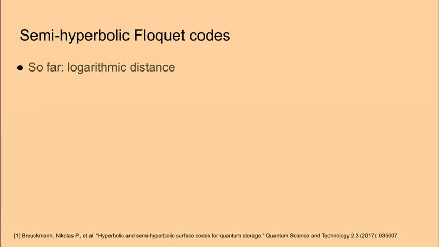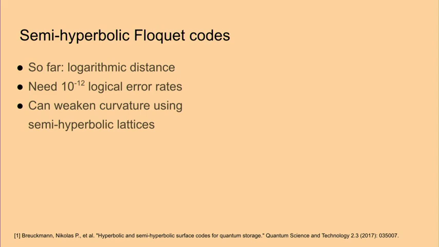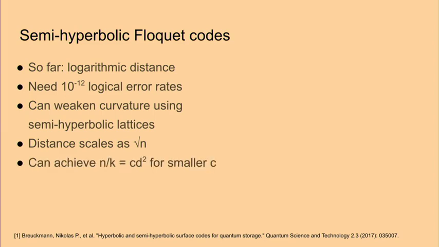So I mentioned that the codes we consider have logarithmic distance, and that might be a concern, especially if we want to achieve, say, 10 to the minus 12 logical error rates or lower, without using exponentially large system sizes. But fortunately, this problem can be solved by weakening the curvature of the semi-hyperbolic lattices. And then we can obtain families of codes that have distance scaling as square root n, but still retain a large constant factor improvement over honeycomb codes and surface codes, even for arbitrarily large system sizes. So we can achieve n over k equal to c d squared for some much smaller c than toric or honeycomb or surface codes.